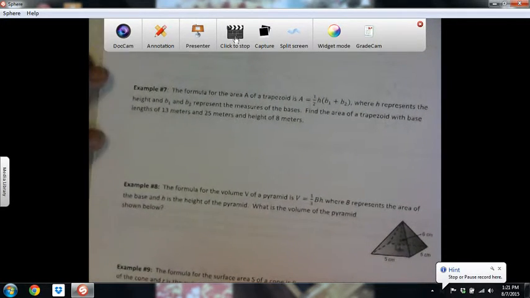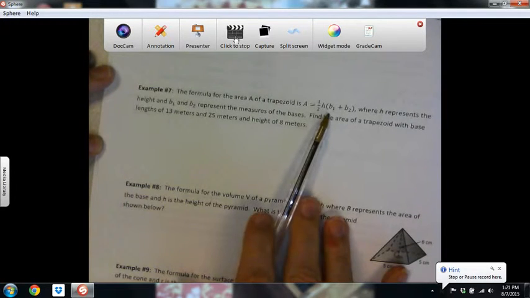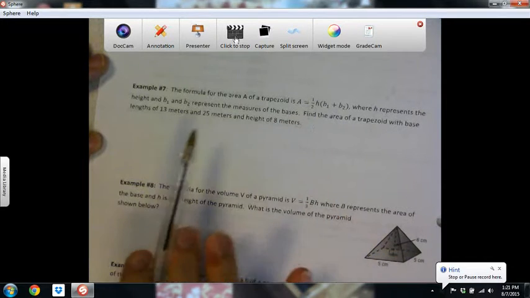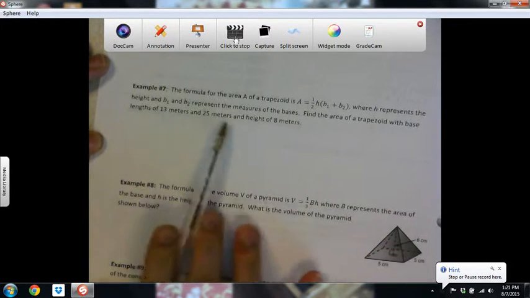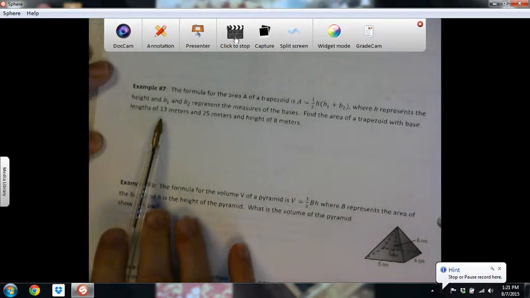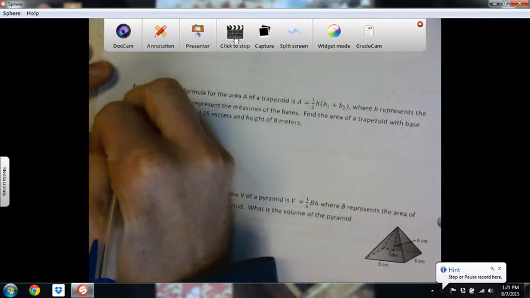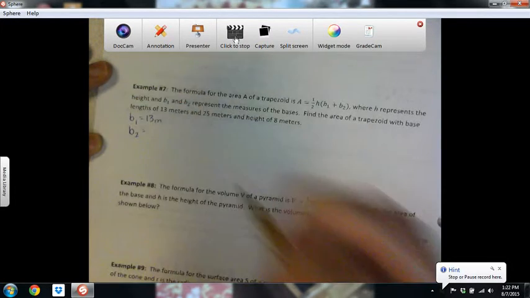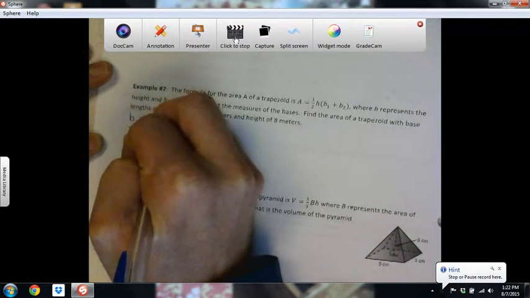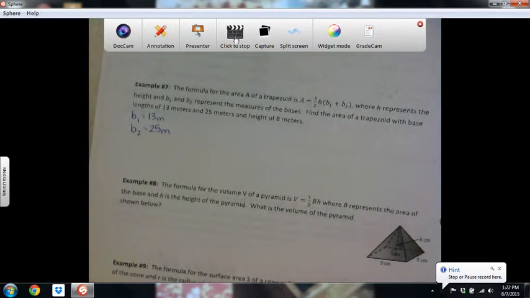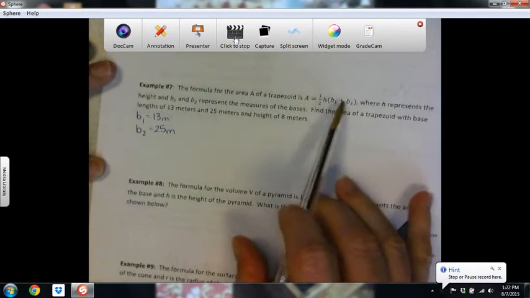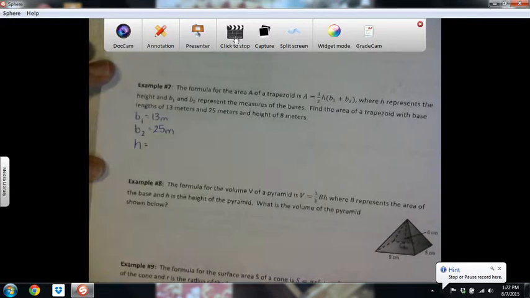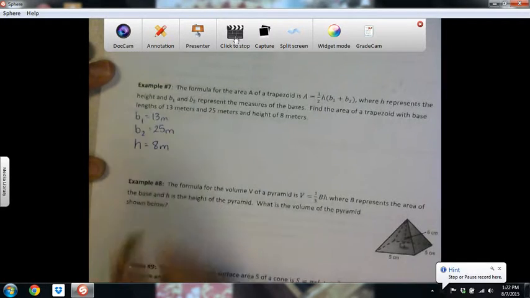If we take a look at question number 7 here, they're giving us a formula, in this case for the area of a trapezoid, and it wants us to solve this using the information given. So they're telling me that I have two bases, a base 1 that is 13 meters, base 2 that is 25 meters. Those are my two bases. The order of the bases doesn't really matter here because I'm just adding them. The order we add in doesn't matter. And the height is 8 meters.